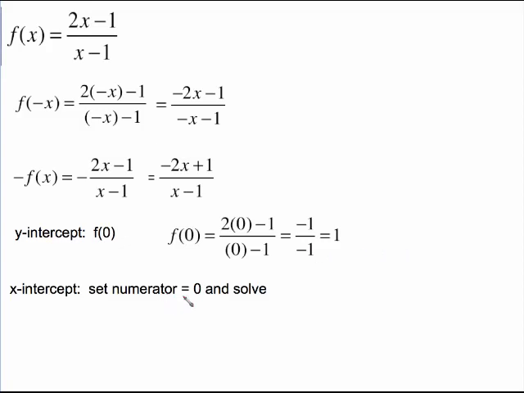X-intercept. We're going to set the numerator equal to 0 and solve. The numerator is this right here. So we're just going to set 2x minus 1 equal to 0. Go through your simple algebra steps to solve, and I end up with an x-intercept of a half. Now, I will write all this for you on another screen where we get ready to do the graphing. This is just showing you step by step how to find each particular piece of information.